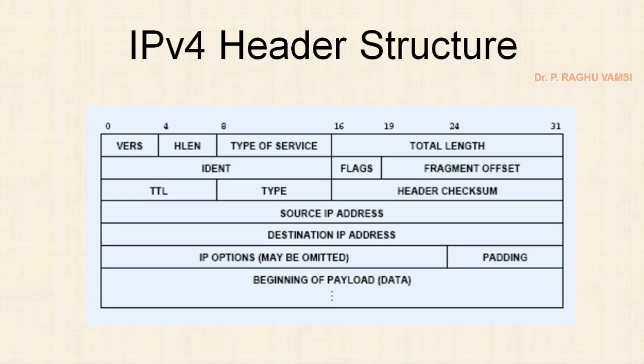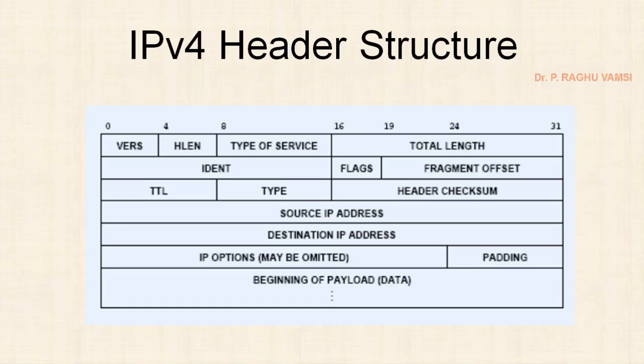The IP header format will be like this. It is of 32-bit format and consists of version, header length, type of service, total length, identification, flags, fragment offset, TTL, which is called time to live, protocol, header checksum, source IP address, destination IP address, IP options. This may be optional. Either you may set the IP options or may not set. That is your wish. That is the reason it is optional. Next is padding and the beginning of the payload.